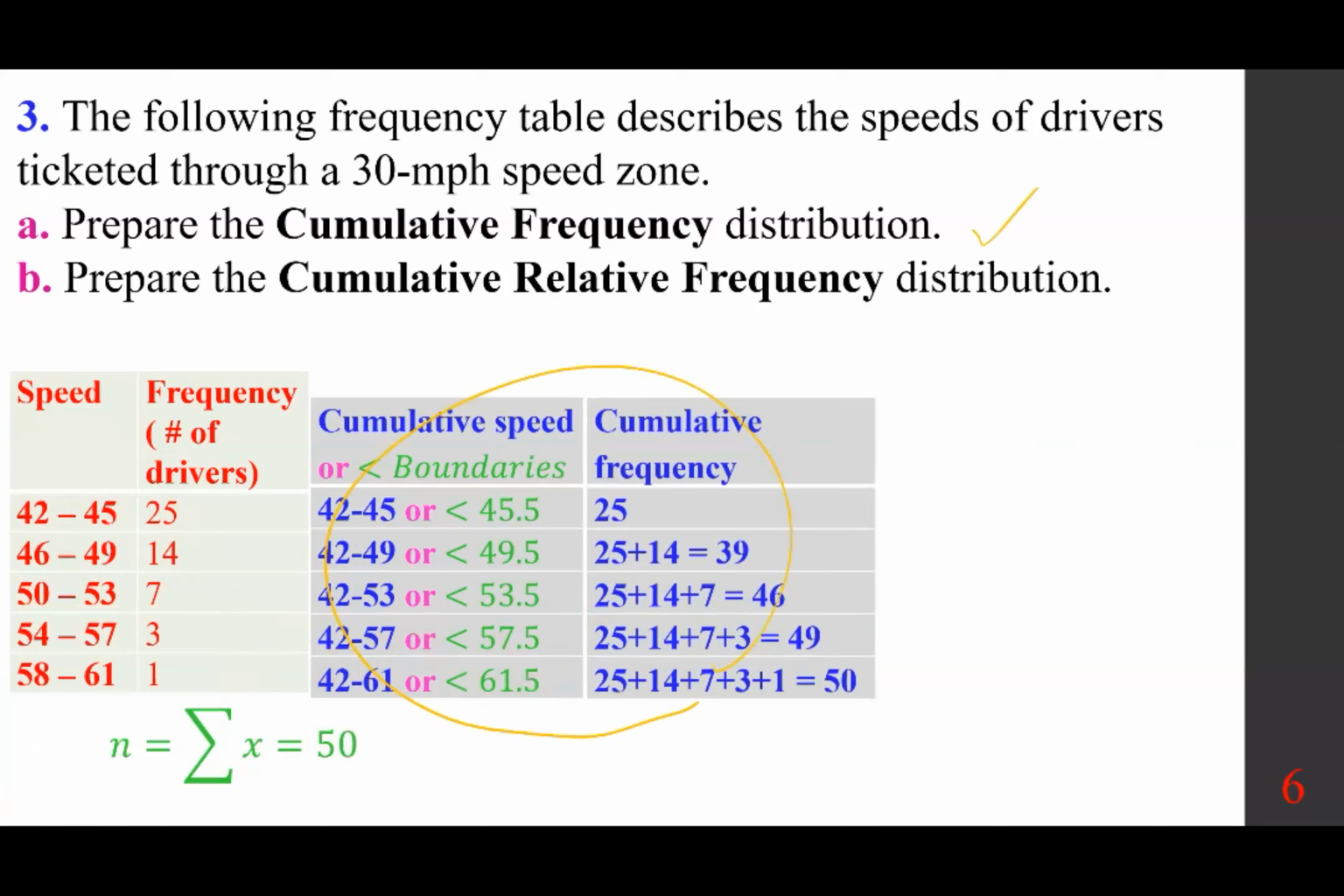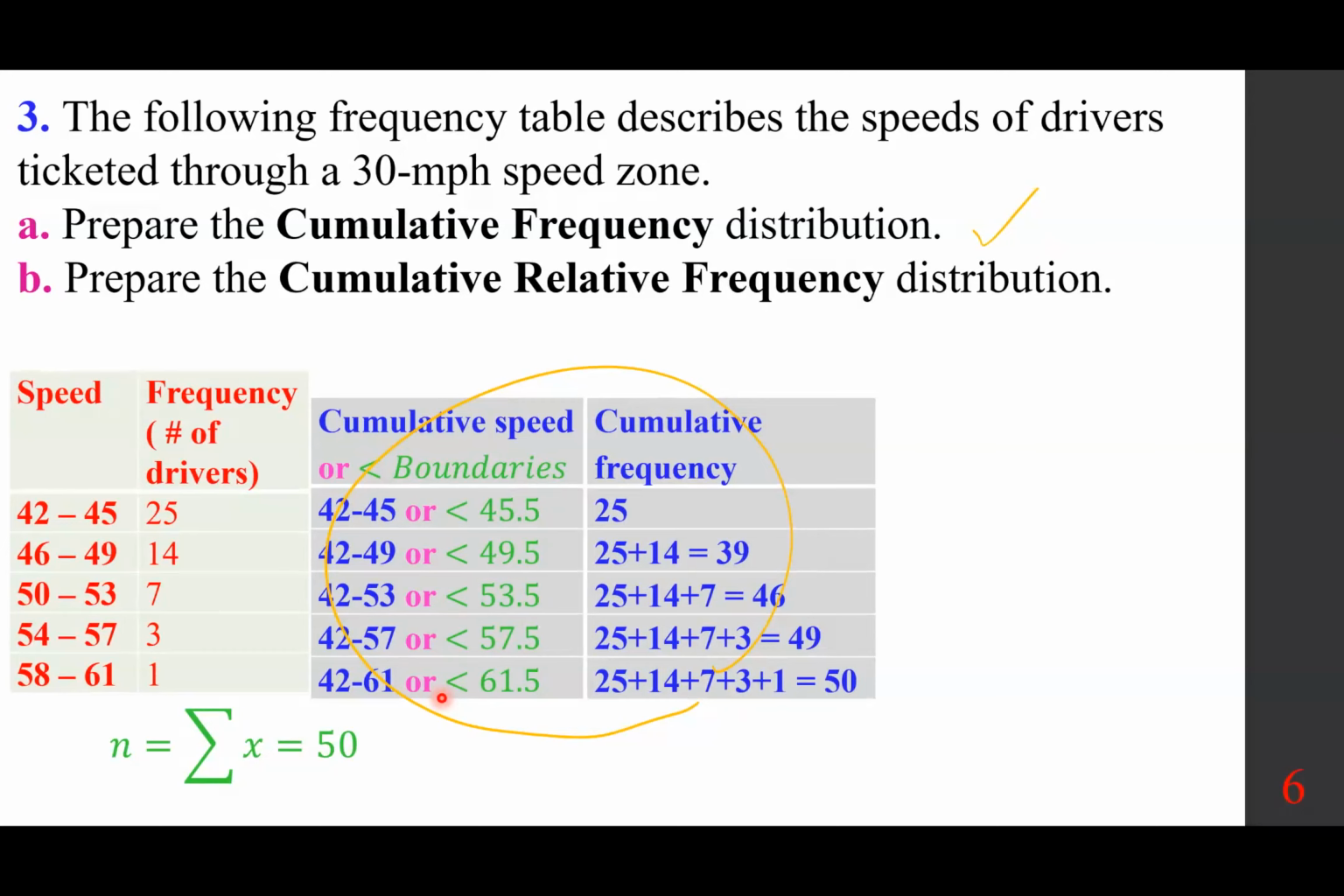This is part A together. Either use this one or that. Don't use both. Either with this one or that one. That's why I have the or. But the whole thing becomes a cumulative frequency distribution table.